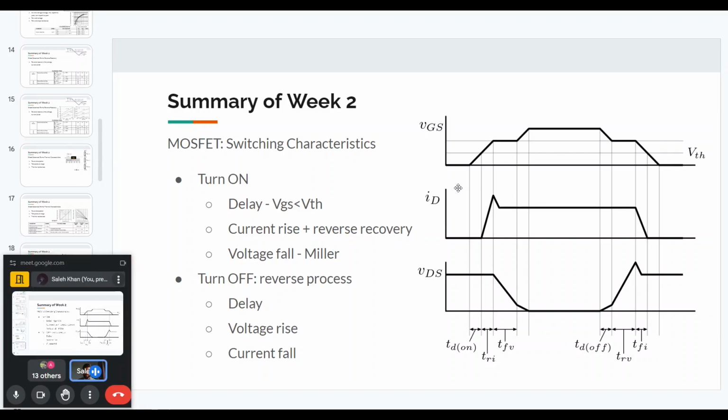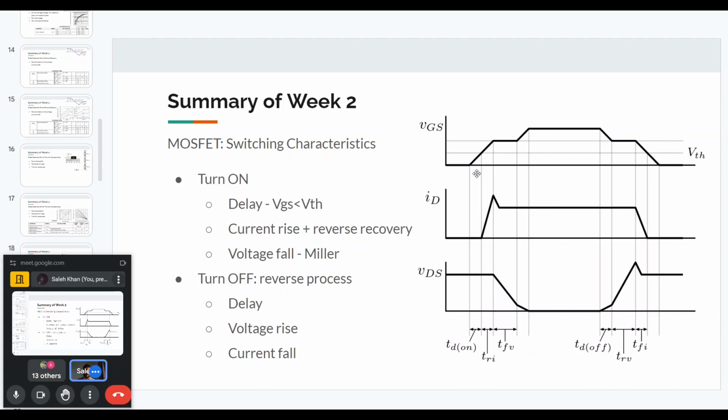So basically, when we provide a voltage across the gate source, as the voltage across the gate source rises to the threshold voltage, in that duration, the device does not conduct any current and the voltage across it remains the same, which is the voltage that it was blocking. And then once it reaches the threshold voltage, only then the device starts to conduct. And the drain carries some positive current from the drain to source. And then the drain current rises to the full value.